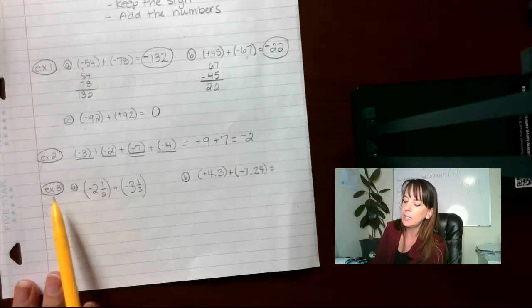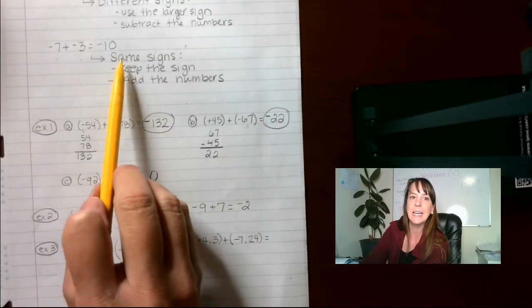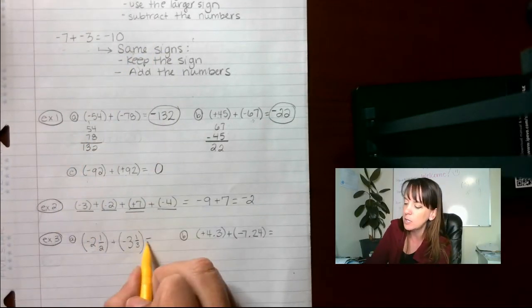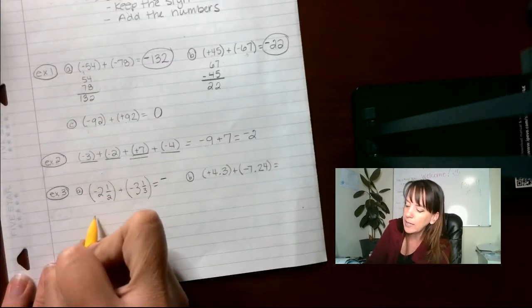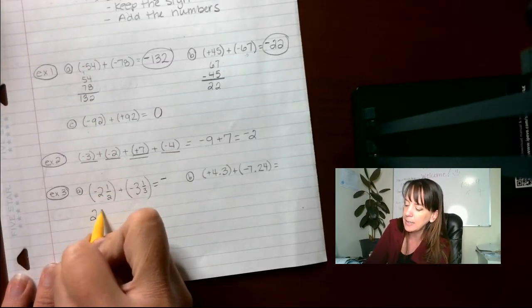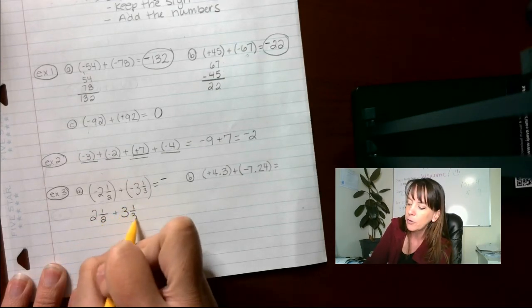Let's look at example 3 for A. These guys have the same sign. Again, when we have the same sign, we keep the sign, so we know it's going to be a negative, and then we add those numbers. So I can drop the sign for a hot second and just add these numbers. 2 1/2 plus 3 1/3.